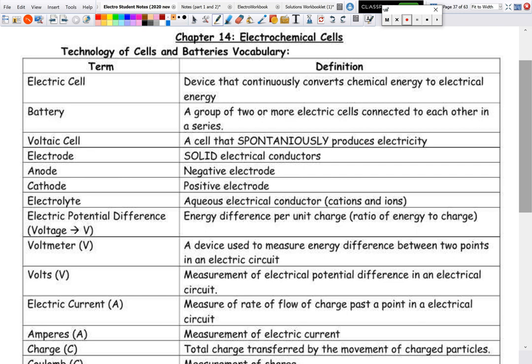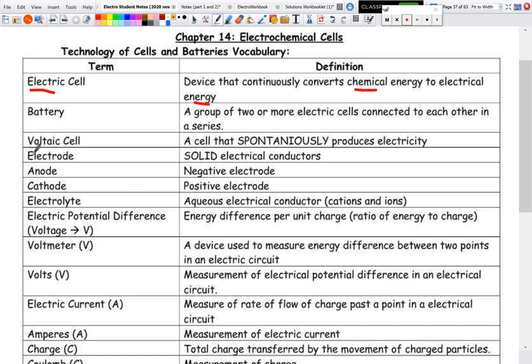So what we have right here on the first page, you'll notice, is a bunch of different definitions. I'm just going to point out a few important ones, then refer back to this page as we go through. The first one is the definition of an electric cell. That is just something that continuously converts chemical energy into electrical energy. That is why we're focusing on this in electrochemistry.